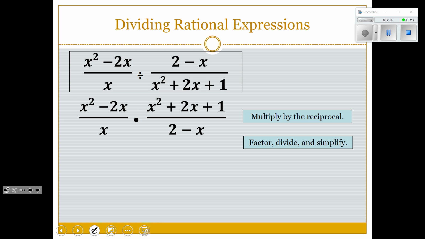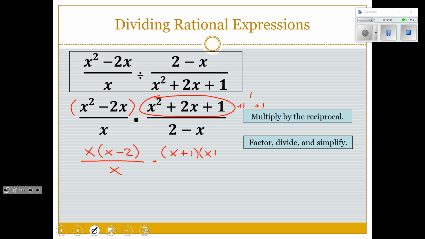On the first one up here, here's a binomial. I see that it has the greatest common factor of x, so I can factor out an x, and that would leave x minus 2. And then we have an x on the bottom. Here we have a trinomial, so we're going to have to factor that trinomial. Factor pairs for 1 that add together to get 2 would be +1 +1, so this is going to be a perfect square trinomial. So it's x plus 1 squared, but I'm going to write it twice, x plus 1, x plus 1. And on the bottom we have a binomial, 2 minus x.